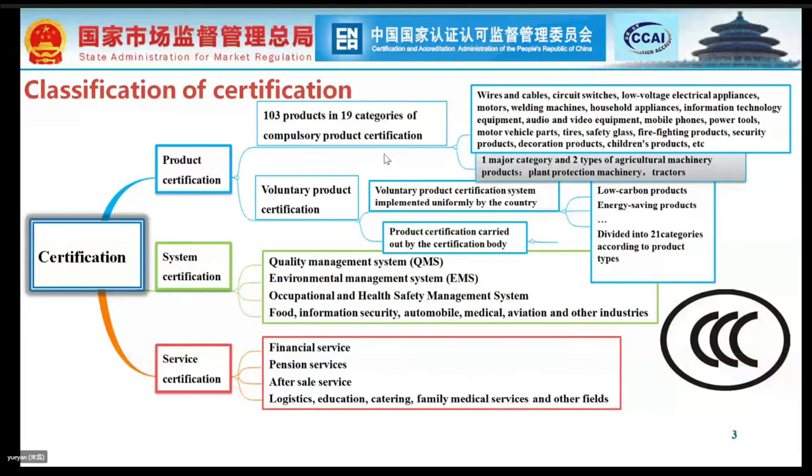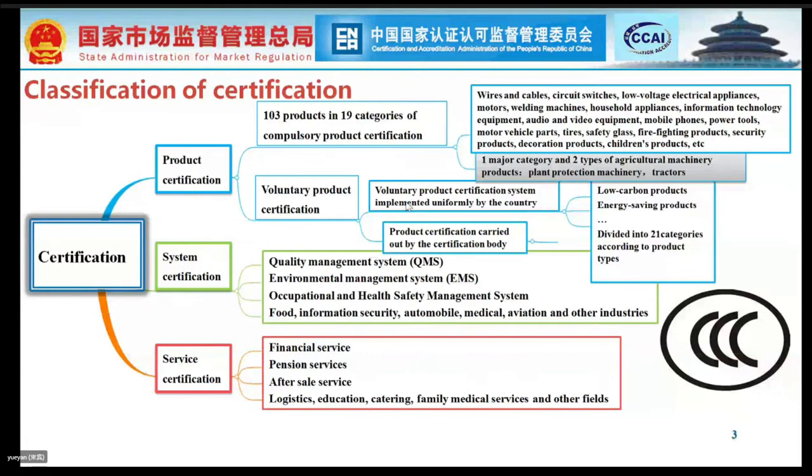Product certification includes compulsory product certification and voluntary product certification. Compulsory product certification, short for CCC, is a product qualification evaluation system implemented by governments in accordance with laws and regulations in order to protect the safety of customers' lives, animals, and plants, environment, and national security. The essence of CCC is safety certification.